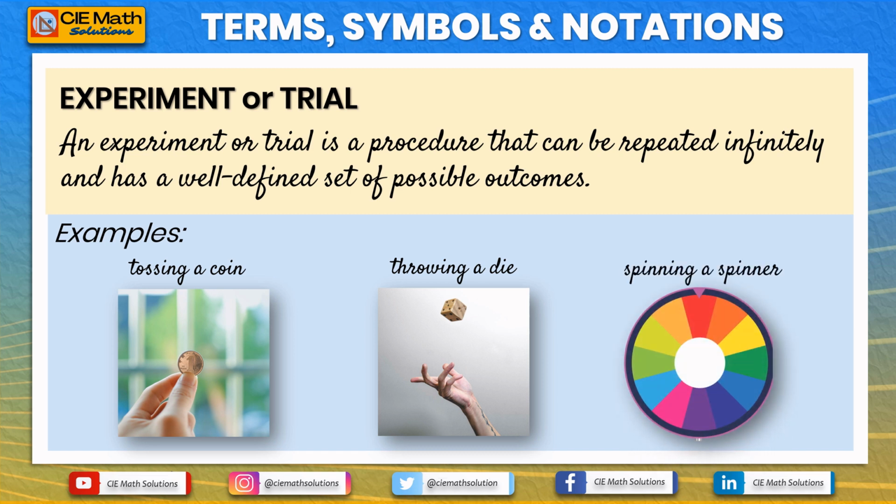Another example is spinning a spinner. Using the colors, there are various colors on the spinner. We know that one of them may come out whenever you spin a spinner, but we don't know which. So these activities denote an experiment.